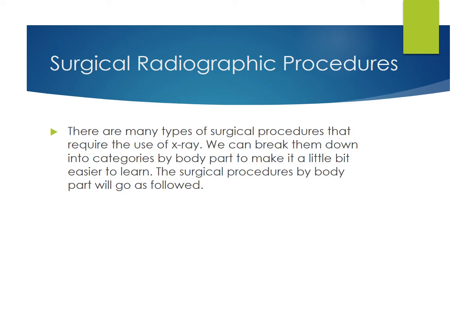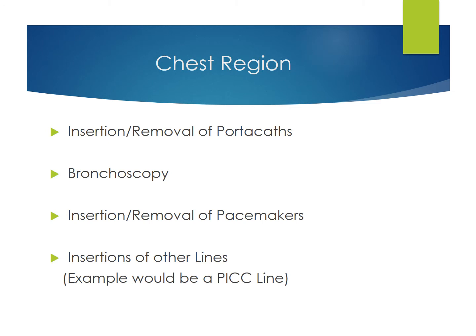Surgical radiography procedures. There are many types of surgical procedures that require the use of X-ray. We can break them down into categories by body part to make it a bit easier to learn. The surgical procedures by body part will go as follows. Chest region: insertion or removal of portacaths, bronchoscopy, insertion or removal of pacemakers, insertion of other lines. An example would be a PICC line.